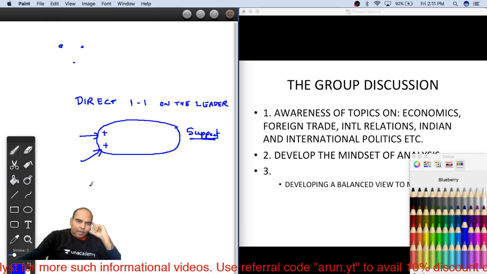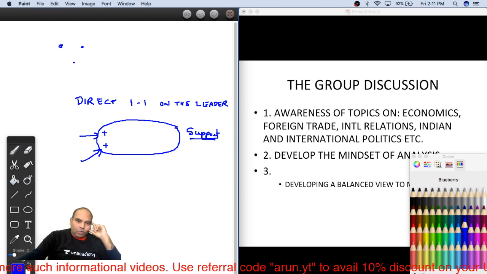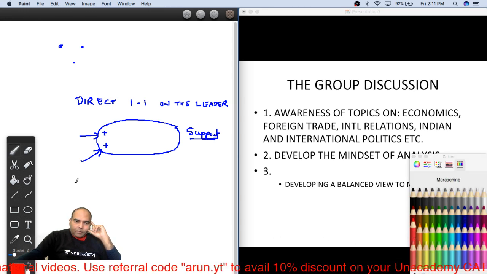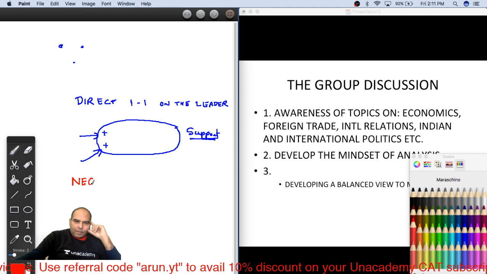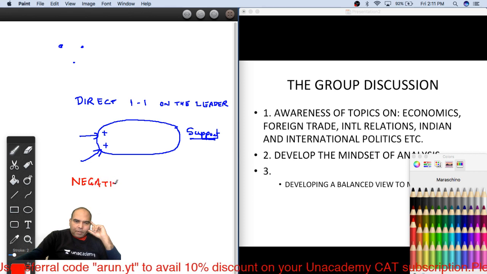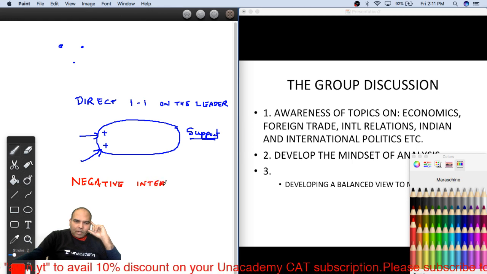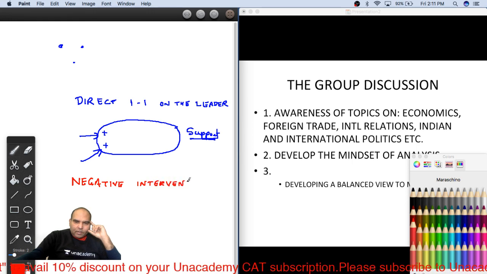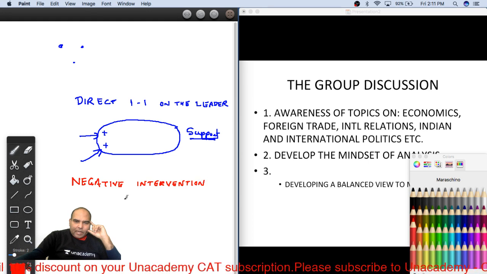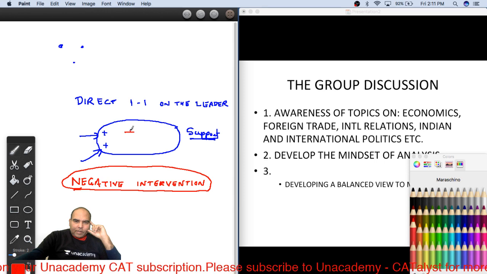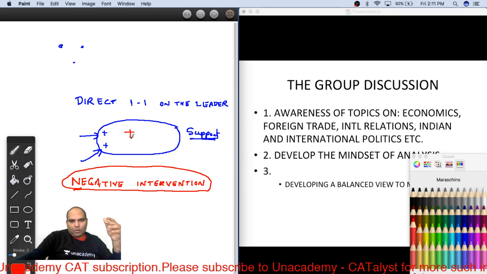But the other way in which you can also do a negative intervention, and this is more for desperate times. 7-8 मिनट हो गए, तुम बोले नहीं हो, you have to come in. ऐसे अलाउ नहीं करना चाहिए उस पॉइंट को आने के लिए. तो नेगेटिव इंटरवेंशन इज डायरेक्टली टेकिंग ऑन द लीडर. ये 1-to-1 पॉजिटिव था लीडर के साथ. यहाँ पे तुम लीडर को सपोर्ट कर रहे हो.